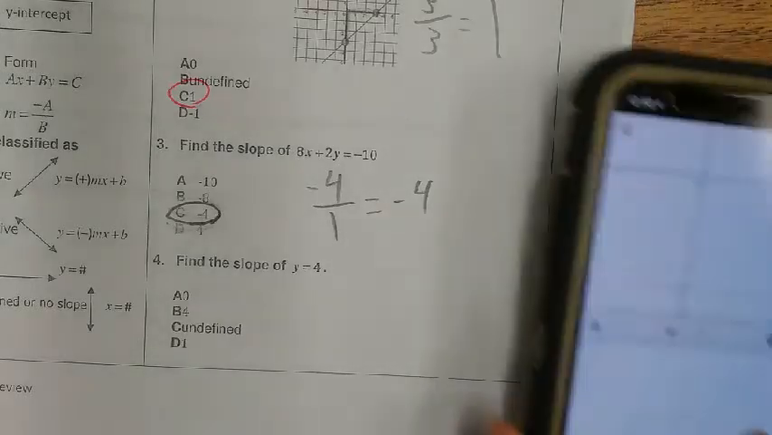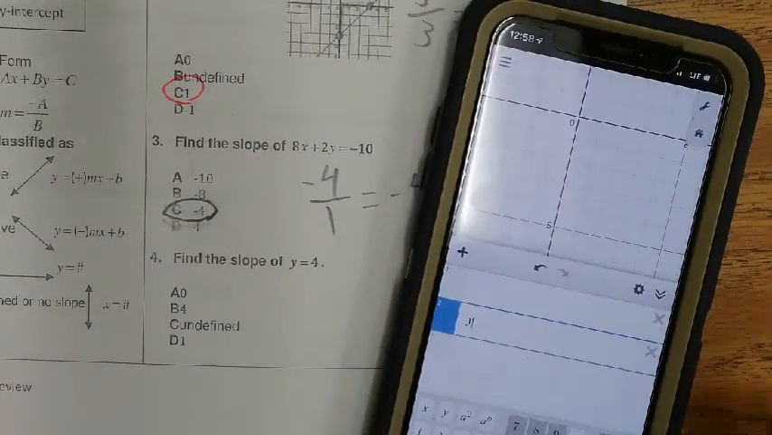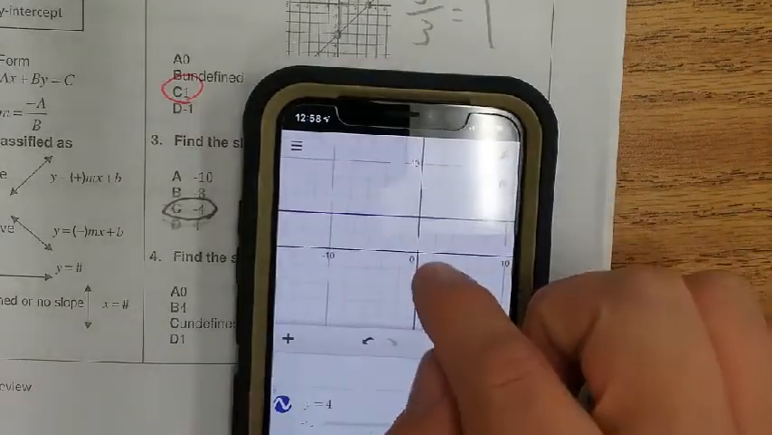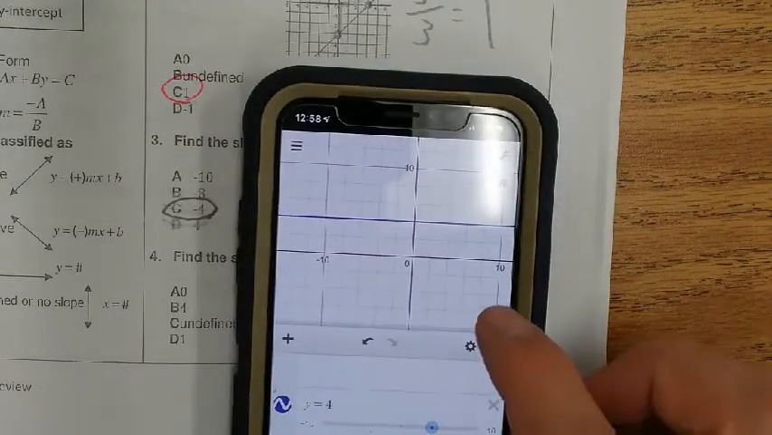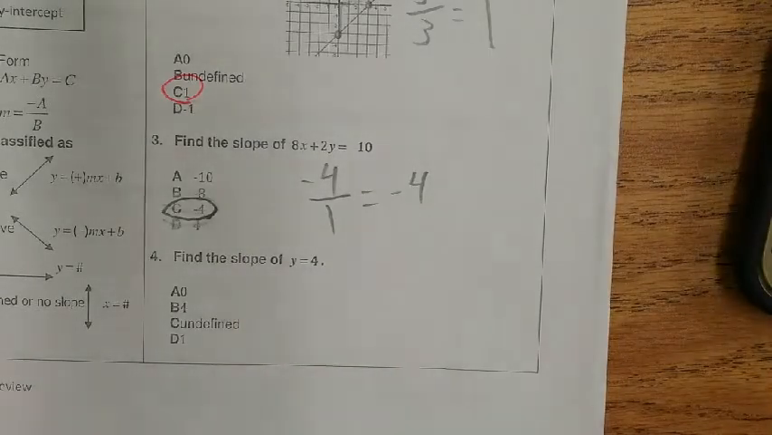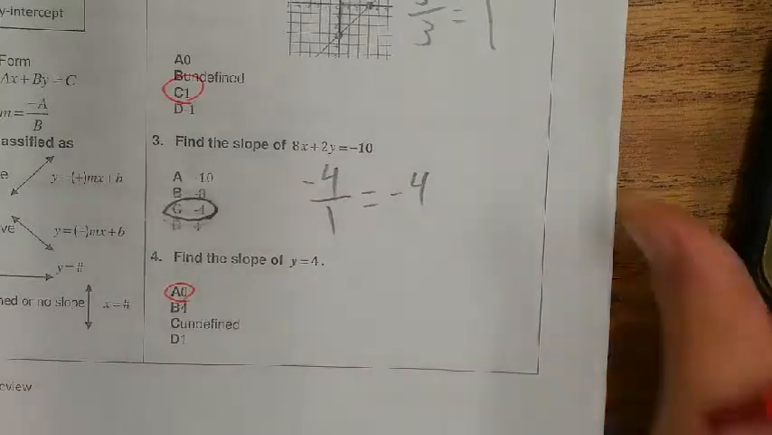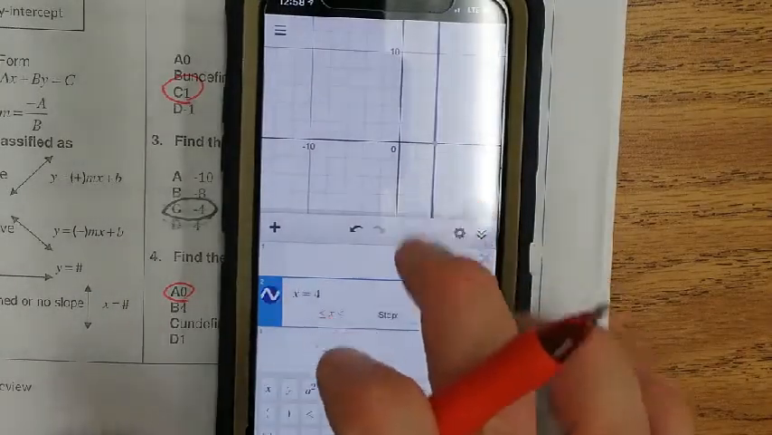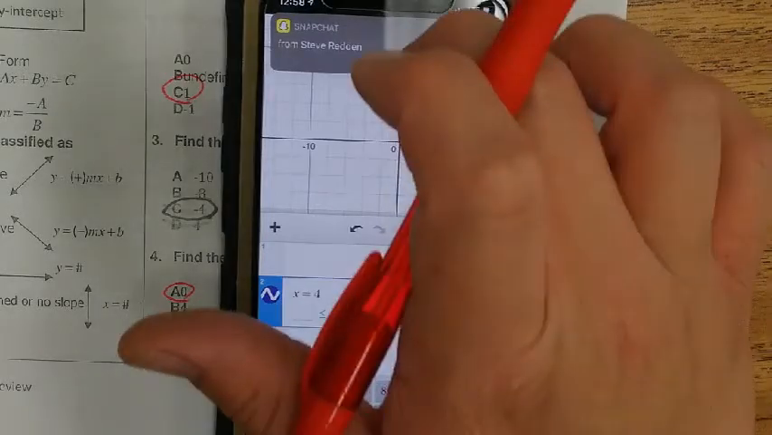Number 4, all you would do is just type in y equals 4, and hopefully y'all can tell me what type of slope that would have. If it's going left or right, what type of slope does it have? 0. What would undefined look like? It's up and down. Straight up and down. If this said x equals 4, then that would have been undefined.